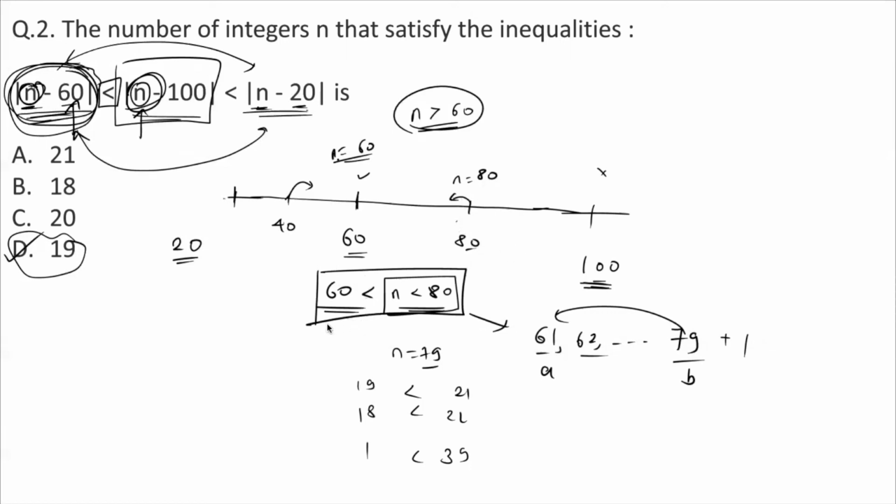The inequality which we need to understand is this: n is greater than 60 and less than 80. n can take values from 61 to 79. These are 19 integral values.